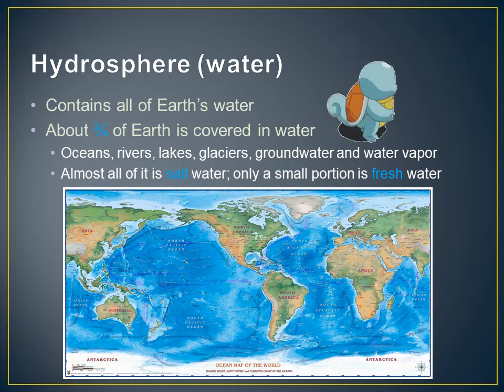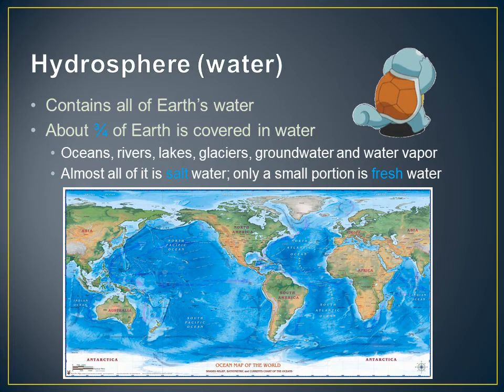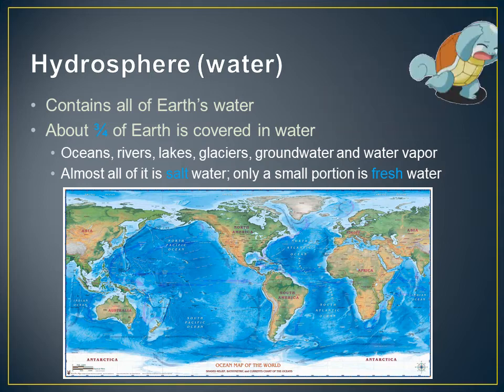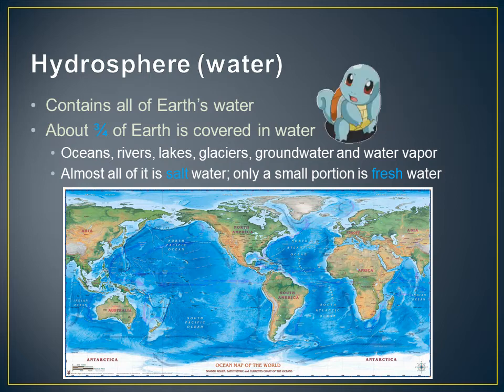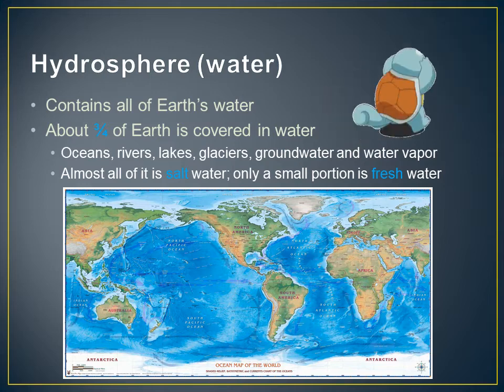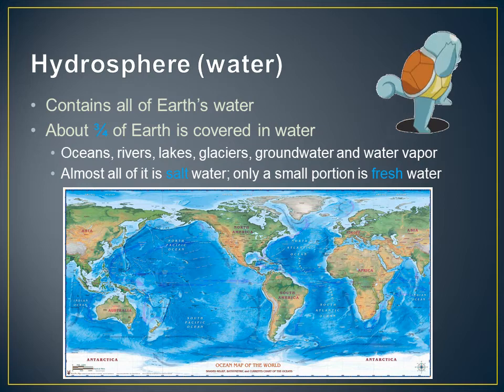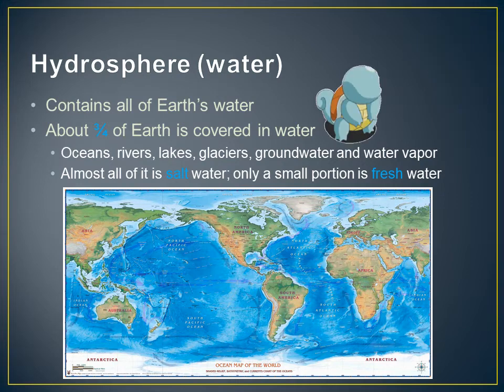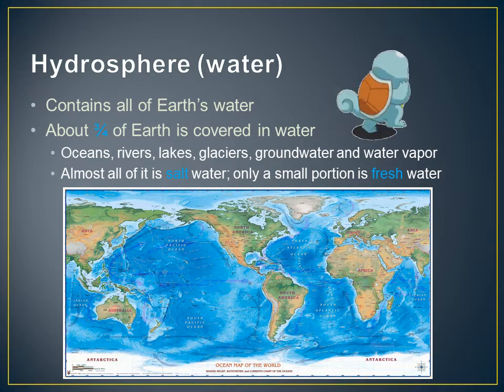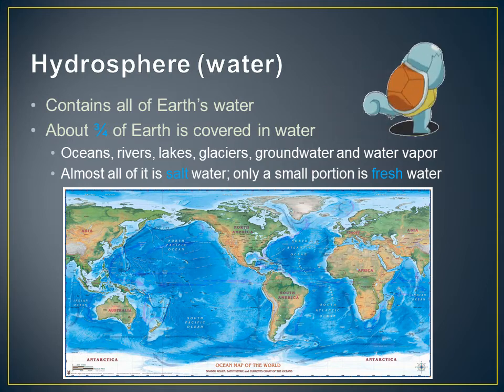But what we may not think about is that included in the hydrosphere are glaciers, okay, frozen water. Also groundwater, water trapped under the Earth, under the surface of the Earth, I should say. And also water vapor, okay, water in the atmosphere, okay, that will eventually come down as rain or snow. Okay, so every bit of water is included in the hydrosphere. Now, almost all of the water on Earth is salt water. Okay, only a small portion is fresh water. Important to note.